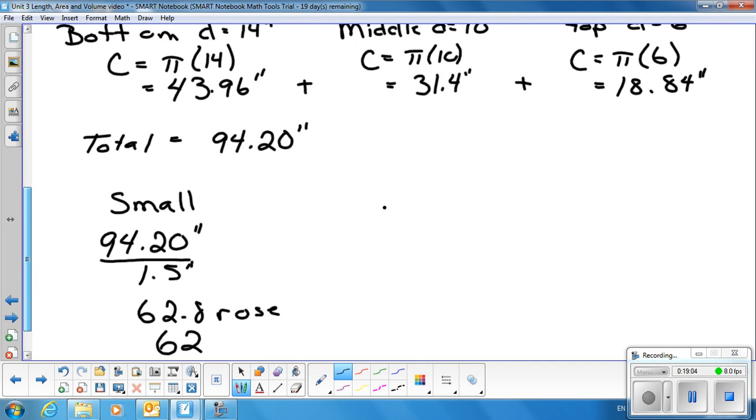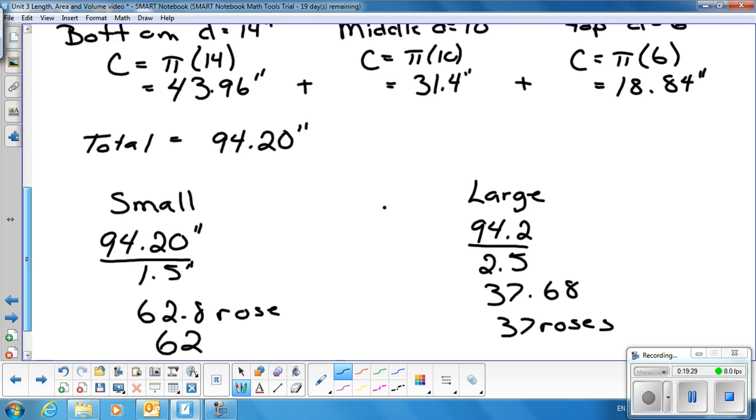For the large roses, we still need 94.2 inches, but these ones are 2.5 inches wide, and so we're going to divide by 2.5. That means that we need 37.68 roses, or again 37 roses.